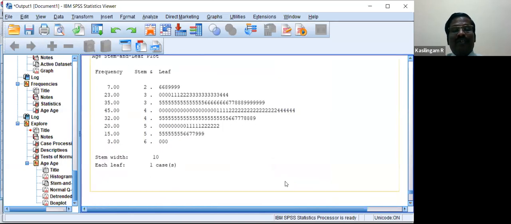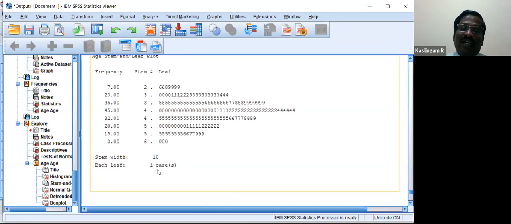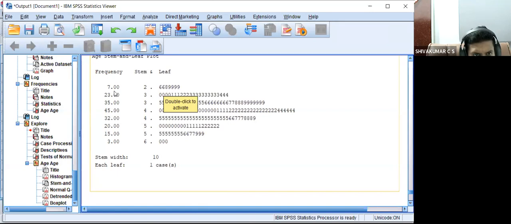Now the stem and leaf plot. If you know the data, you can understand it. It started with 26. From 20 to 30, we have 26, 28, and 29 ages. So for 20 to 30, the stem is 20, and the leaves are 0 to 9. Each leaf is one case. So 26 has 2, 28 has 1, and 29 has 4, totally 7 are there in the range of 20 to 29.